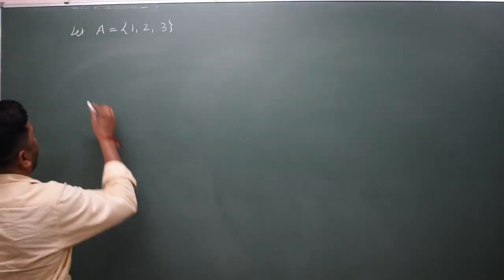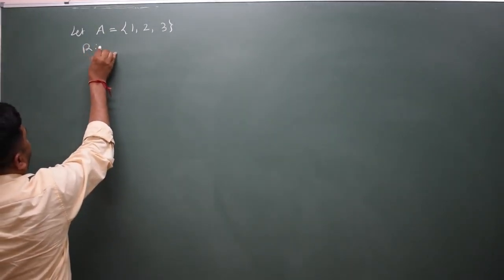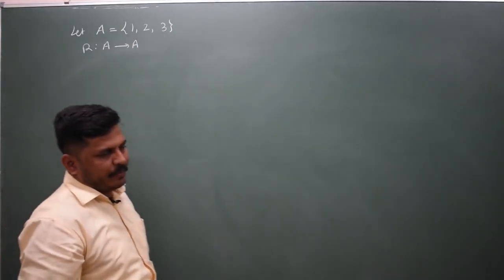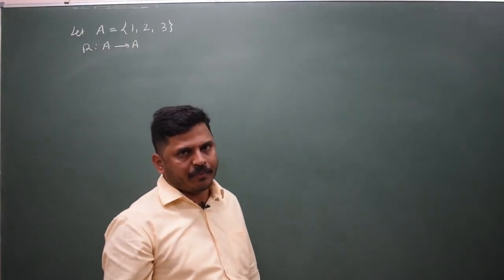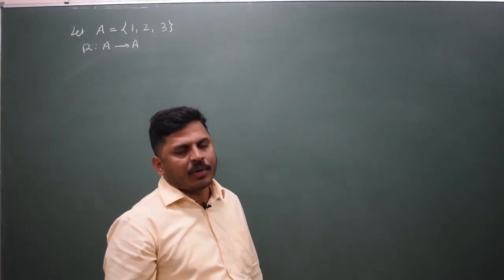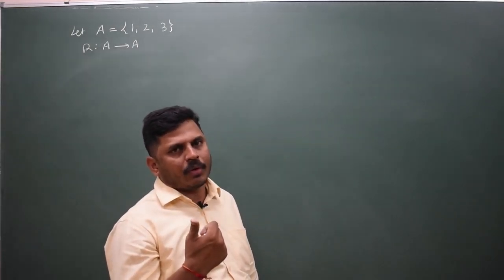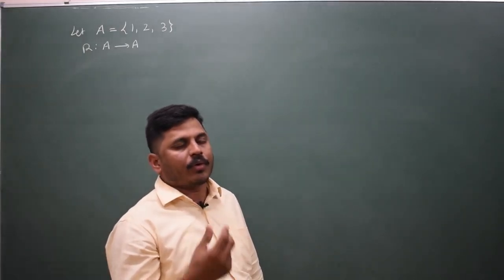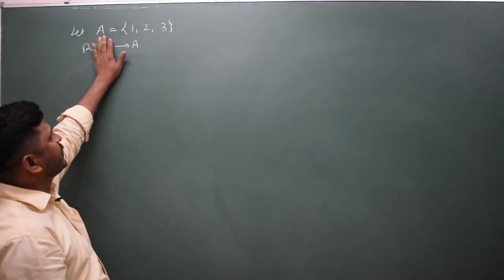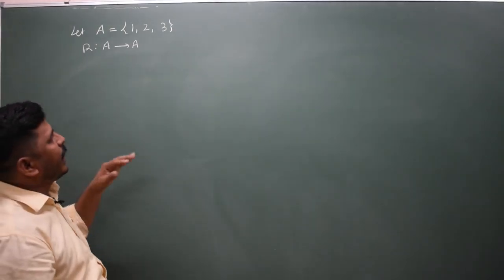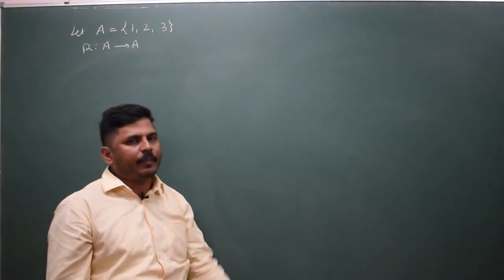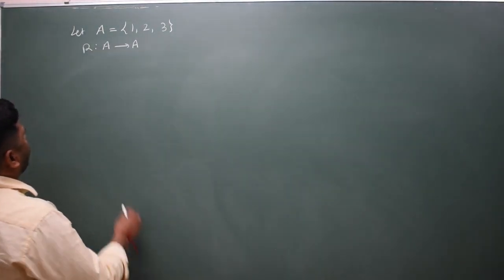Now the relation R is defined from A to A. So when you write the problem, you have to keep all this in mind. First define the set, then define the relation, then go to the method. First I define the set A is equal to say 1, 2, 3. Then I define the relation R from A to A. How it is defined I am not going to write, it depends on the problem.